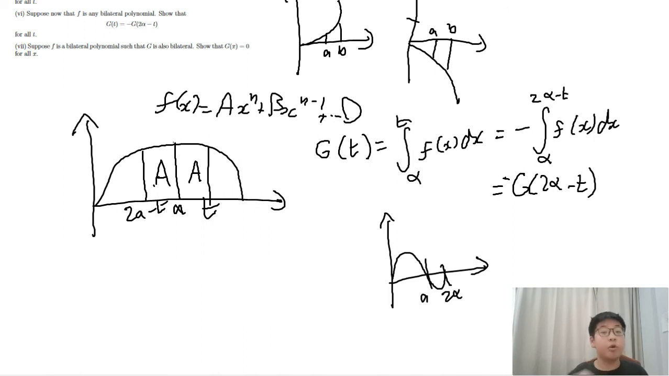And since you can rotate the graph around alpha and it will still be the same, show that g of x is 0 for all x. So what function satisfies this rotation property and the bilateral property? That's right, g of x equals 0. Why? Because if we take a horizontal line around here, we rotate it around alpha, it will still be the same, and if we flip it around alpha, it will still be the same.